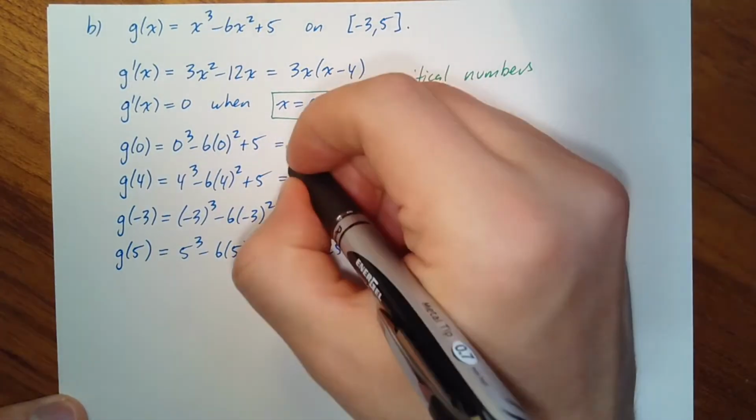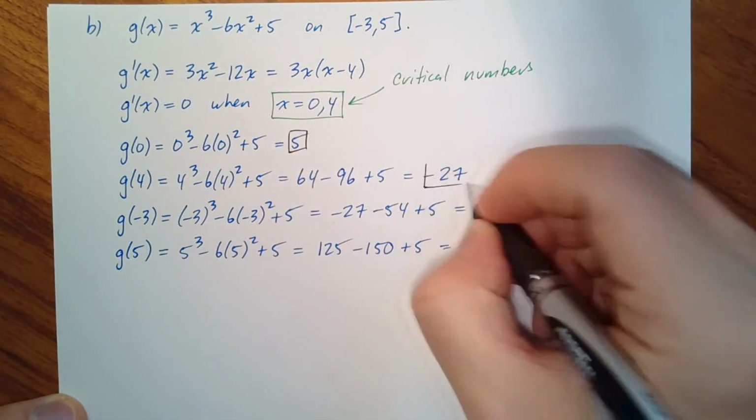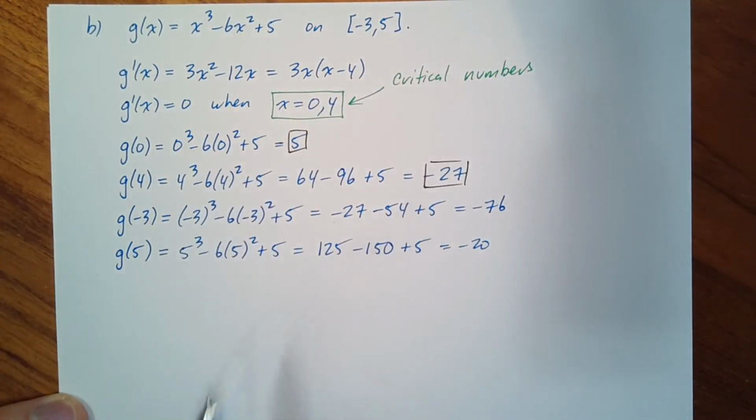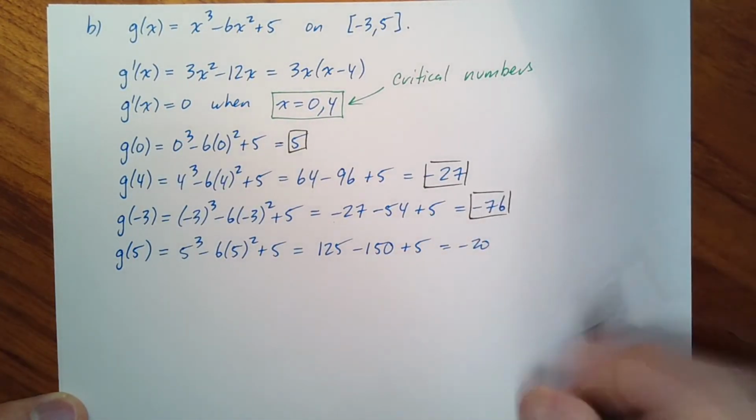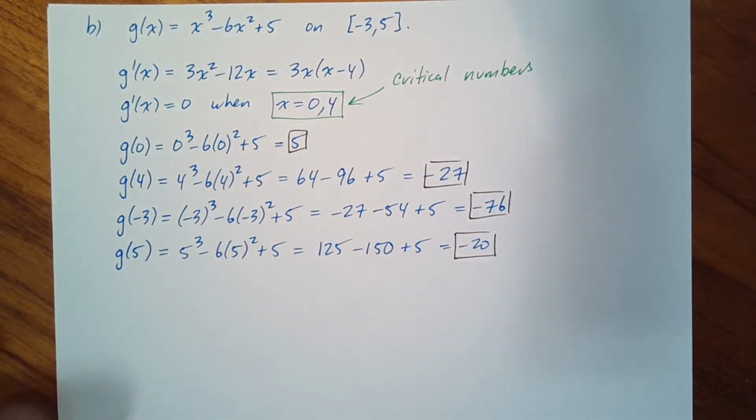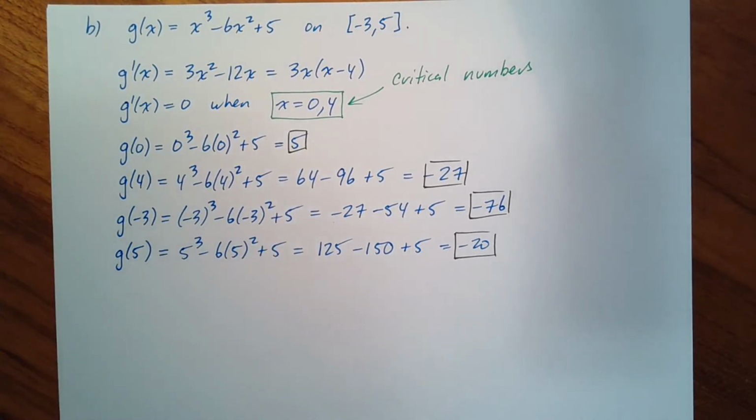So our list of values that we formed: we got +5, -27, -76, and -20. So the largest one, or the greatest value, is actually +5. That's your absolute maximum. And then your absolute minimum is the least value, which is -76.